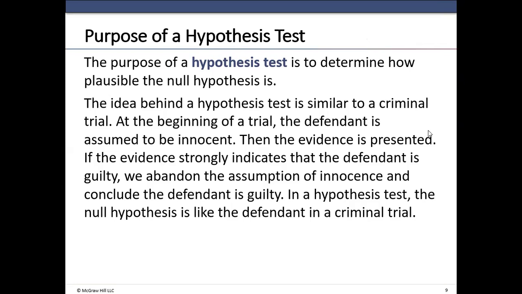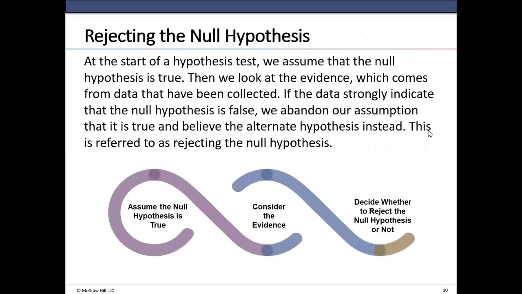In a hypothesis test, the null hypothesis is like the defendant in a criminal trial. At the start of a hypothesis test, we assume that the null hypothesis is true. Then we look at evidence, which comes from data that have been collected. If the data strongly indicate that the null hypothesis is false, we abandon our assumption that it is true and believe the alternate hypothesis instead. This is referred to as rejecting the null hypothesis.